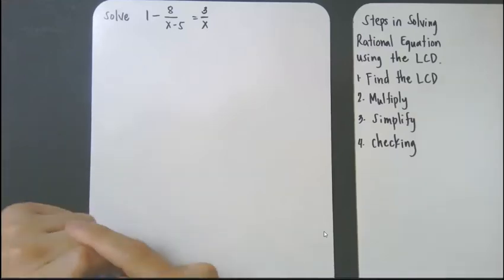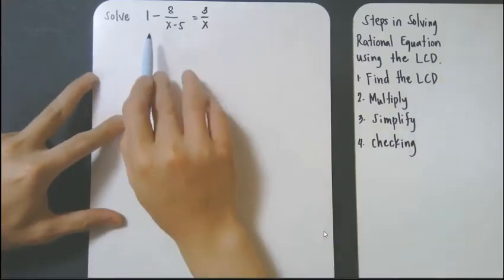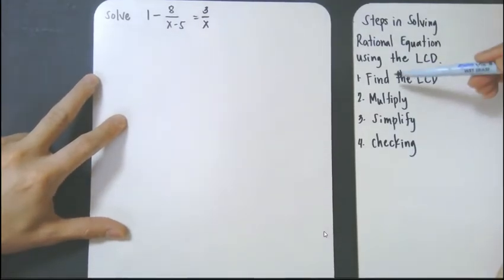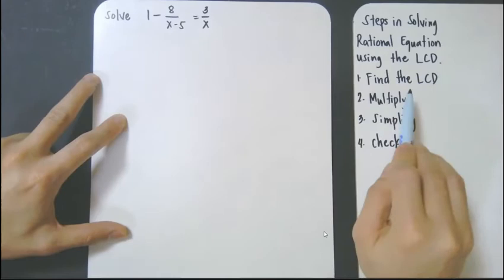Now let's try to solve another problem. As you can see here, we don't have ratios again. So we're going to apply again these simple steps here. Number one is to find the LCD.